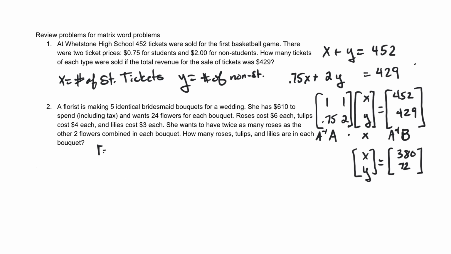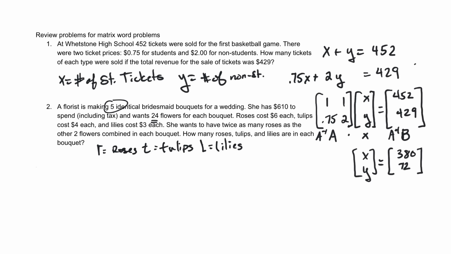So let's make this easy. We're going to let R be the roses. We're going to let T be tulips. And we're going to let L equal lilies. Now, here again, I have a number of flowers, right? We want 5 bouquets, that's important, and we want 24 flowers in each one. That's a lot of flowers.